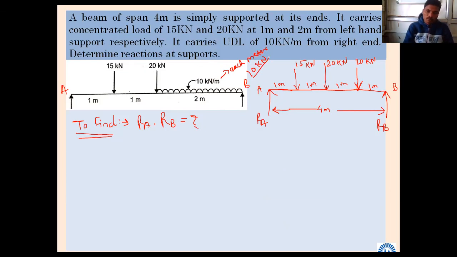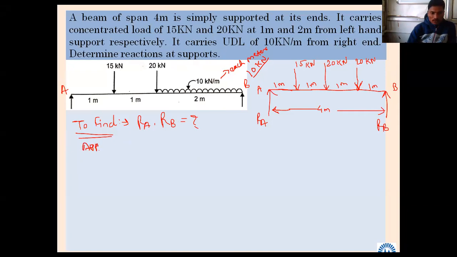This total length is how much? 2 meters. So in the other case, you can multiply the length and that UDL. That will be your total load. But where we have to apply this point load once we convert this UDL into a point load? At the midpoint of the length on which the UDL is applied, not the total length of the beam, the middle of the UDL. Very simple. Have you found it? Yes, sir.